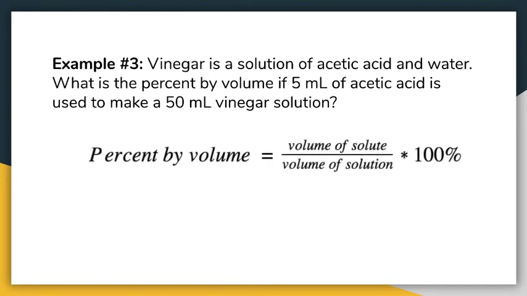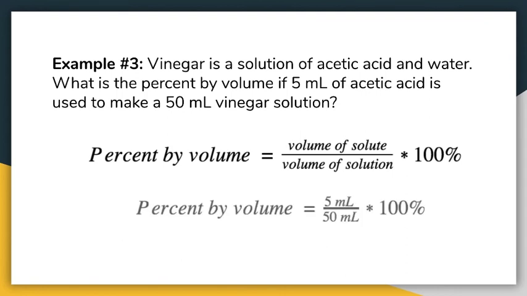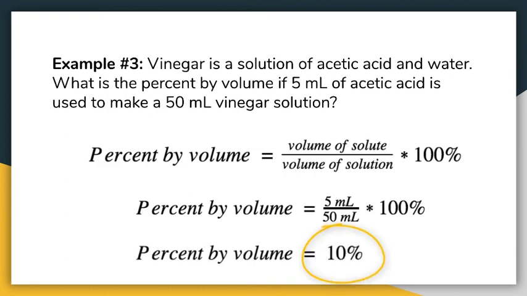So our equation is going to be the percent by volume equation. So it's the volume of solute divided by the volume of solution times 100. Plugging in our values, acetic acid is our solute, so there's 5 milliliters, and we have a 50 milliliter vinegar solution. 5 divided by 50 times 100 equals a 10% solution. This is how you calculate percent by volume for a concentration problem.